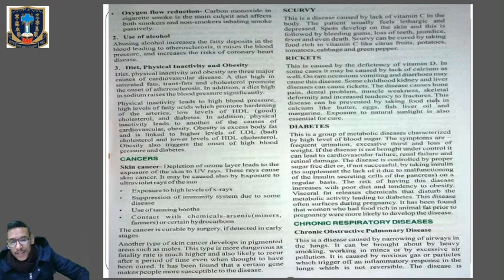Then we have chronic respiratory disease. First one is chronic obstructive pulmonary disease, a disease caused by the narrowing of the airways in the lungs, which is brought about by heavy smoking, working in mines, or excessive air pollution. So those who are working in the mine, or those who are frequently exposed to higher air pollution, those who are chain smokers, will suffer from chronic obstructive pulmonary disease.